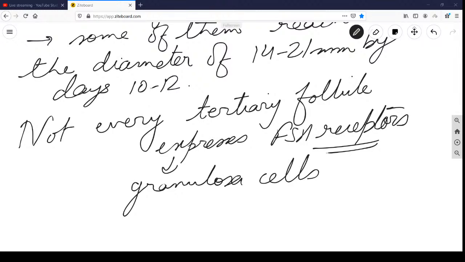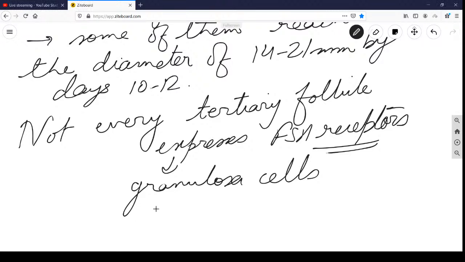Now by day 13, what happens is usually only one large follicle will become a true Graafian follicle, and other follicles that have previously begun rapid growth become atretic, or they degenerate. By day 12, the follicles which were not able to reach, suppose, the 21 mm diameter limit, they become atretic.